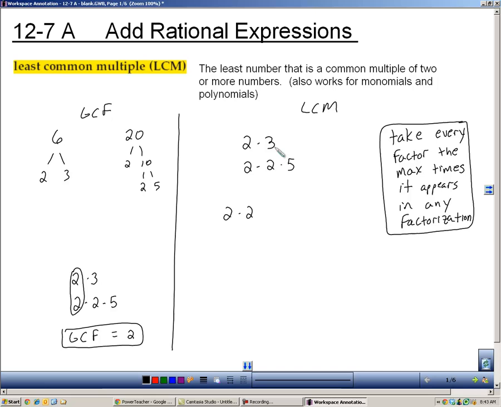So I'm going to take two 2's because it appears twice in the second factorization. Now I see another factor of 3. It doesn't matter if the 3 is in common. I'm still going to take the maximum of 3's. Well, I see 1 here and none here. And then I'm going to take the 5. And now I'm going to multiply all that together, and I'm going to get a least common multiple of 60. So notice the difference. Greatest common factor is a number that goes into 6 and 20. Least common multiple is the least number that 6 and 20 would create if you multiply them by other values to get a 60. So 60 is the smallest multiple of 6 and 20.